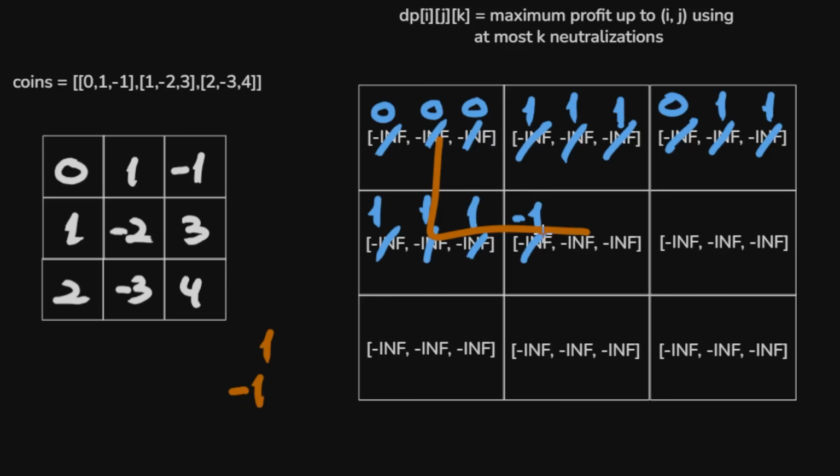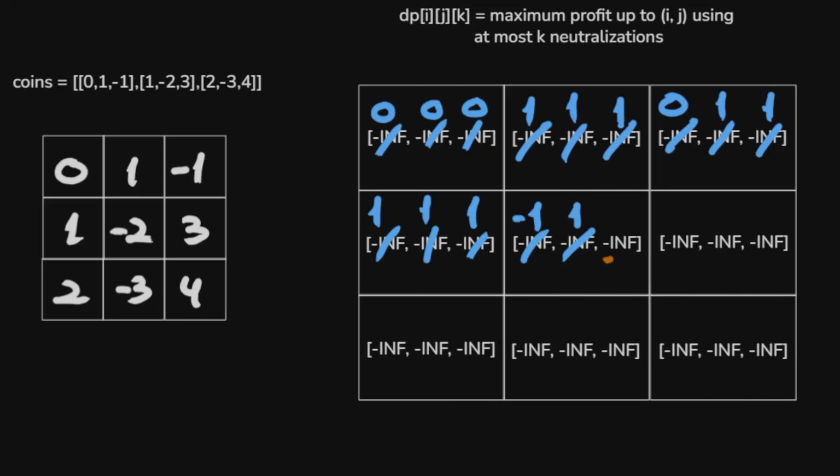Remember that we can come from the left also. So what if we come from the left and we do use the current neutralization? Well, we take the previous accumulated number at the previous index and, well, we add 0 because we are neutralizing this. 1 plus 0 is 1, so this would be 1. And what if we don't use this neutralization and we come from the left? Well, we can take this accumulated number plus minus 2, which is minus 1. And now the maximum between 1, 1, minus 1, minus 1, and minus infinity is 1, so the value here is 1.